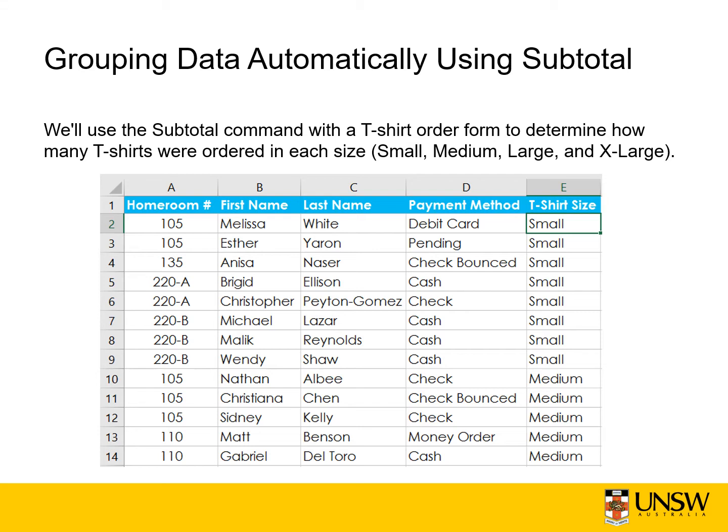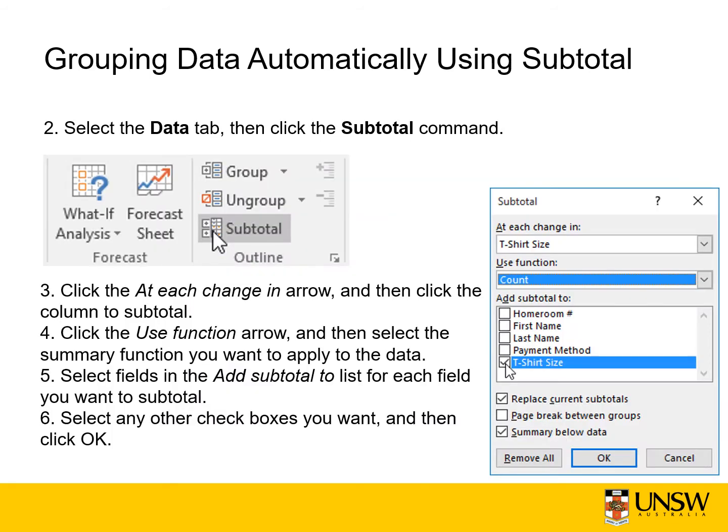As the first step, we should sort our data using the t-shirt size column. Then open Subtotal from the Data tab and select T-shirt size column from At Each Change in dropdown and count from the Use function to count the number of shirts in each size. As the last step from Add Subtotal to, we should select the column where you want the calculated subtotal to appear. In our example, we select T-shirt size.